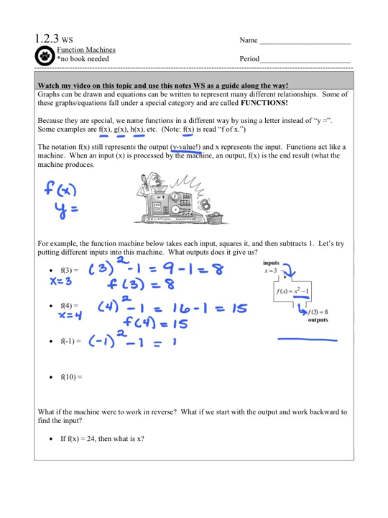Negative 1 squared is a positive 1. Take away 1, and that's equal to 0. F of a negative 1 is equal to 0.